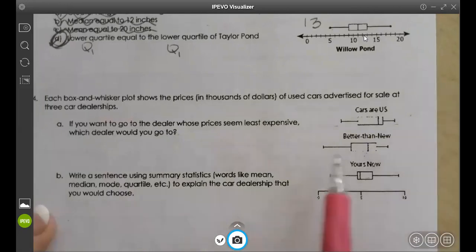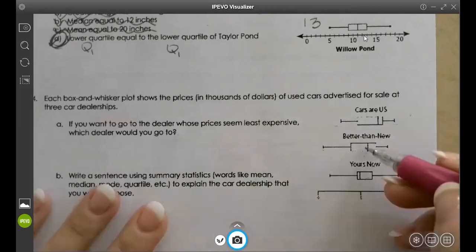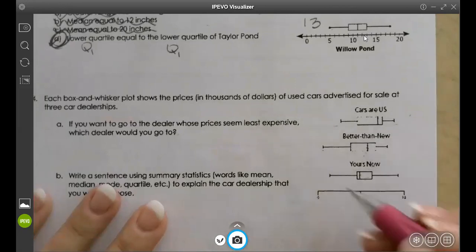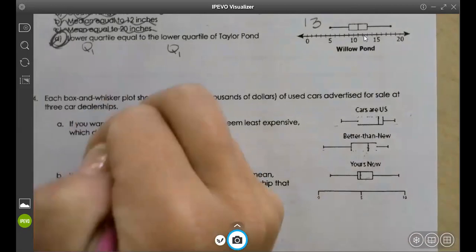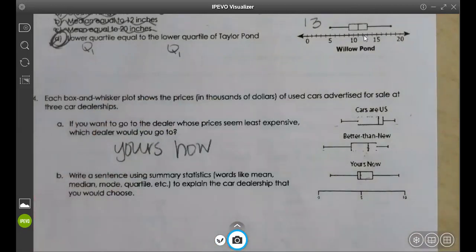So if you look at this one, it goes further down, so it's got more cheap cars. Does that make sense? But again, I would look at that median. Since this median, or the middle price, is higher than this one, I would probably go with yours now. Neither is incorrect in the way that you describe it. Okay. So it just depends on how you talk about it.